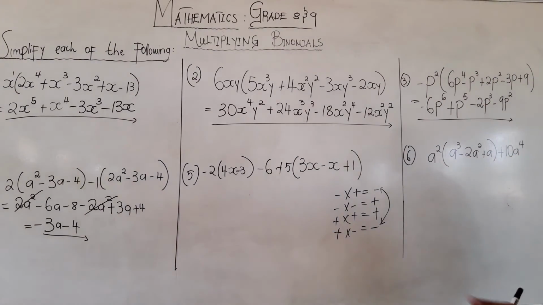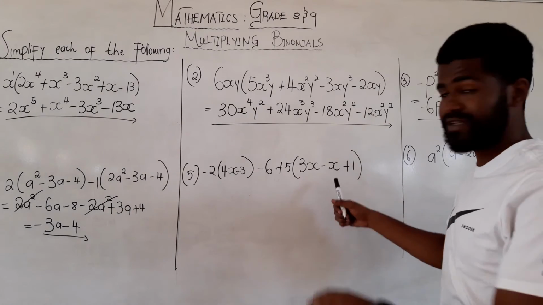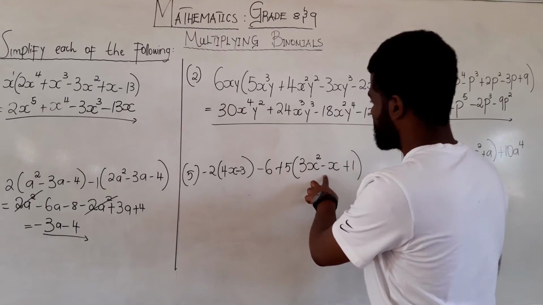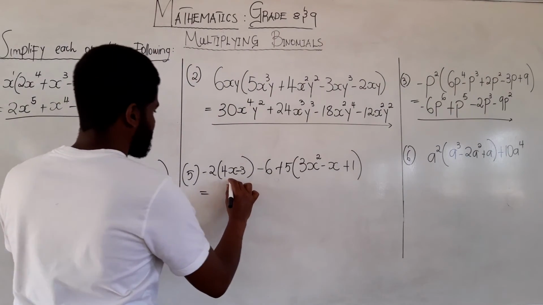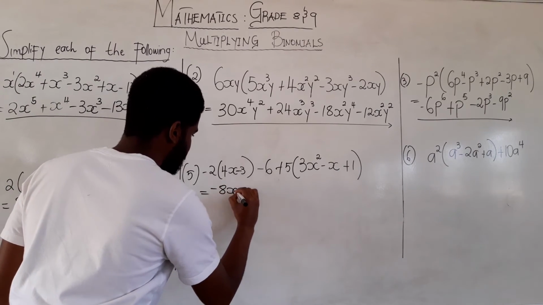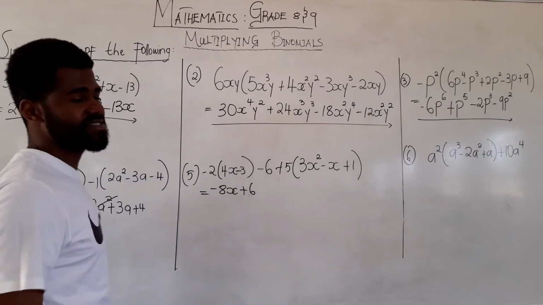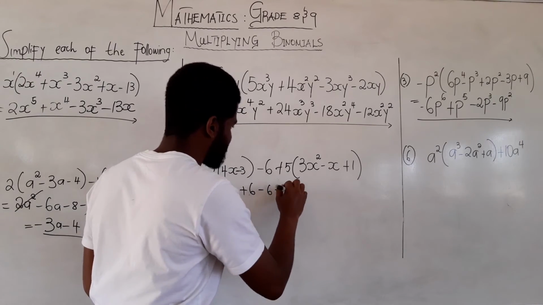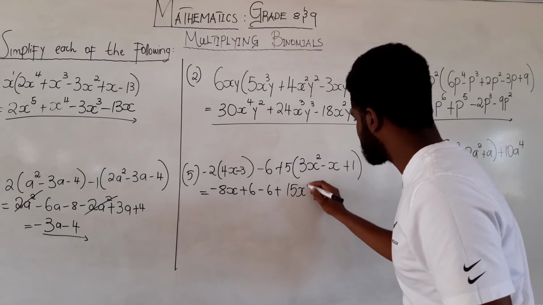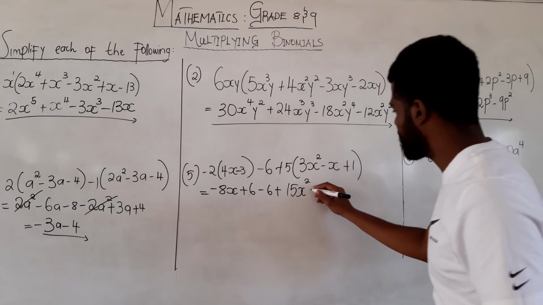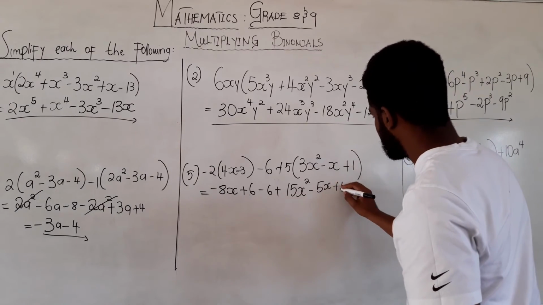Our fifth question says negative 2 multiplied by 4x minus 3, minus 6 plus 5 multiplied by 3x squared minus x plus 1. I'm sorry guys, this is supposed to be squared. Therefore, negative 2 times positive 4x will give us negative 8x. And then negative 2 times negative 3 will give us positive 6. Minus 6 plus 5 times 3x squared will give us 15x squared. 5 times negative x will give us minus 5x. And then positive 5 times positive 1 will give us positive 5.